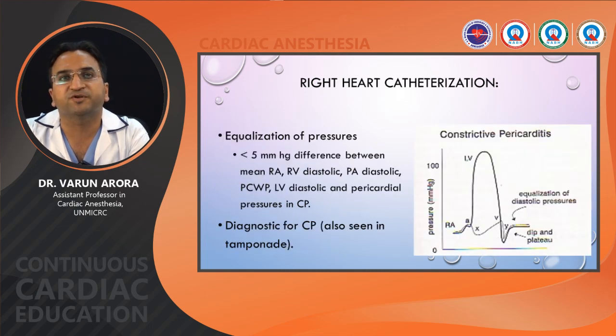In constrictive pericarditis, there is equalization of pressures, with less than 5 mm Hg difference between the mean right ventricular diastolic, pulmonary artery diastolic, pulmonary capillary wedge pressure, left ventricular diastolic and pericardial pressure. It is diagnostic for constrictive pericarditis. It is also seen in tamponade. As you can see in this figure, there is equalization of diastolic pressure. This is a dip and plateau sign.